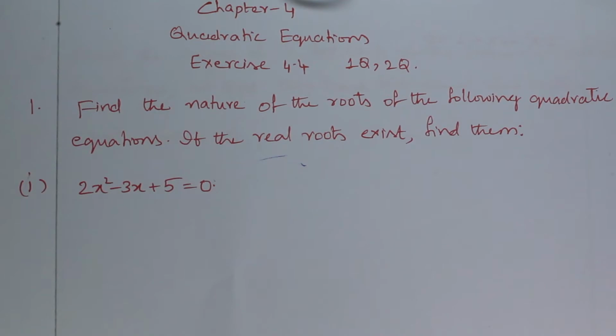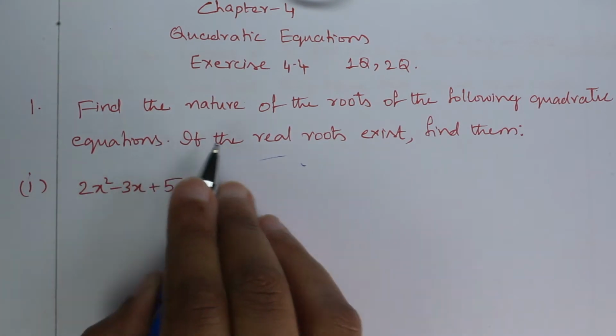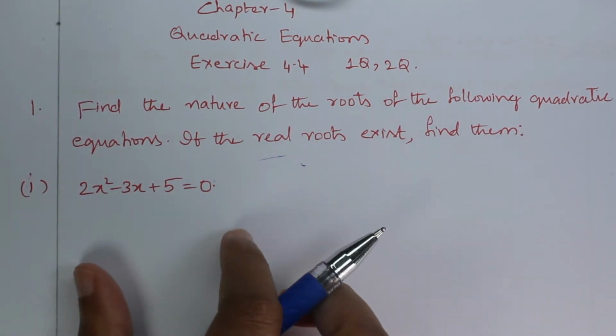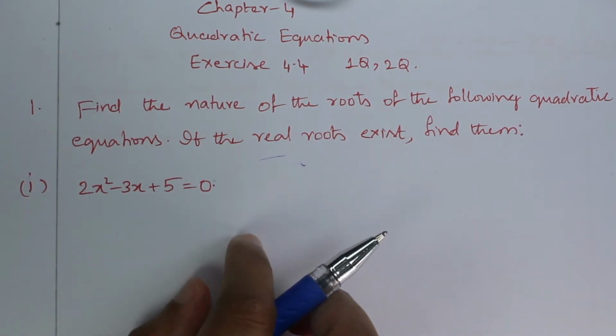In this session I am going to explain first and second questions from exercise 4.4, chapter 4, quadratic equations. So let's read the first question. Find the nature of the roots of the following quadratic equations. If the real roots exist, find them. So he has given some quadratic equations. We have to find out the nature of the roots, and then if the roots are real, we have to find out the roots of the equation.